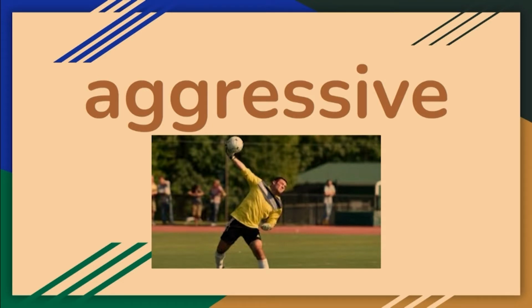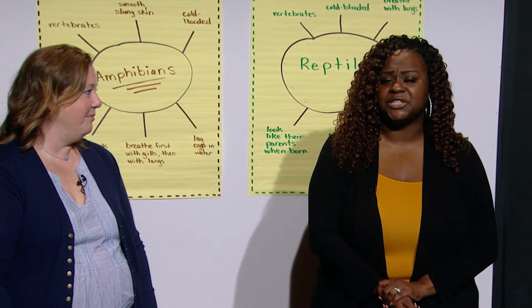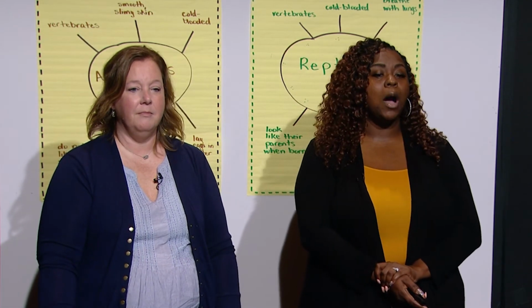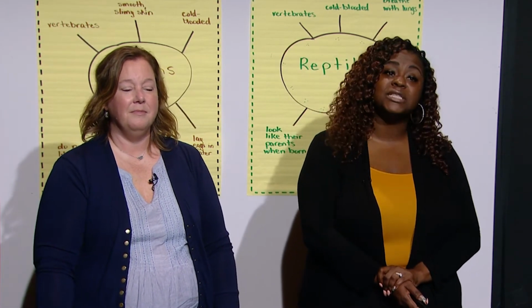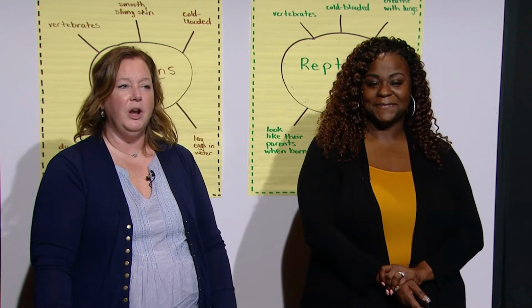The first word is aggressive. Let's say that together. Aggressive. Aggressive is when something acts in a forceful or overbearing way. Miss Shakita, can you think of a sentence using the word aggressive? Sure. The soccer goalie made such an aggressive throw from the goal line that the ball almost reached the goal on the other side of the field. Wow, that was a great sentence. Boys and girls, can you think of a sentence using the word aggressive? Good job.